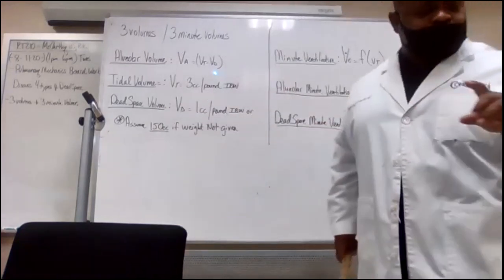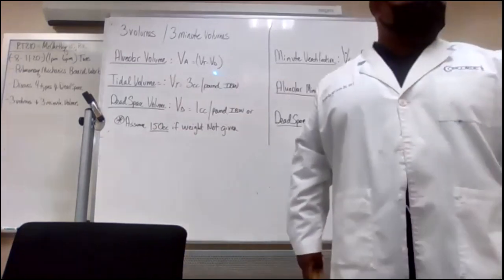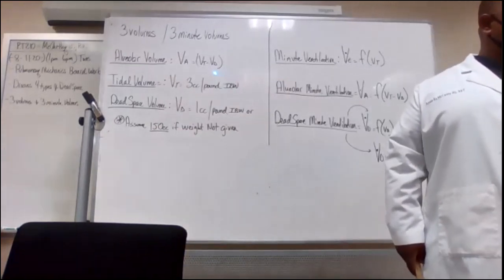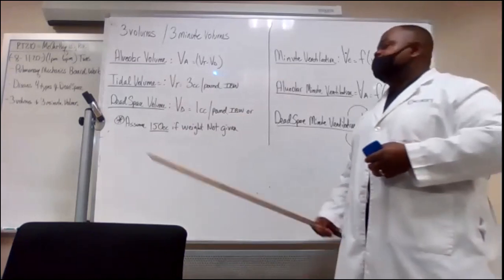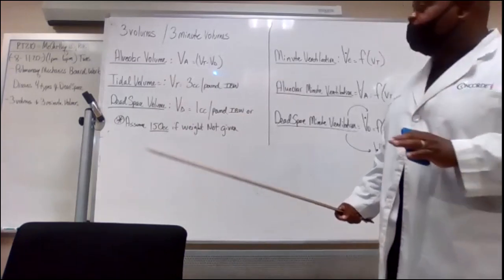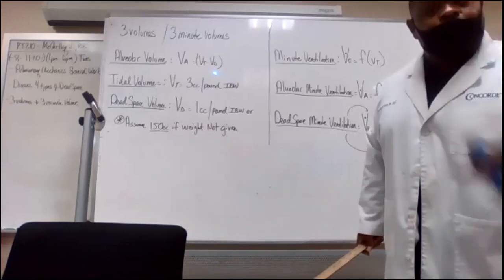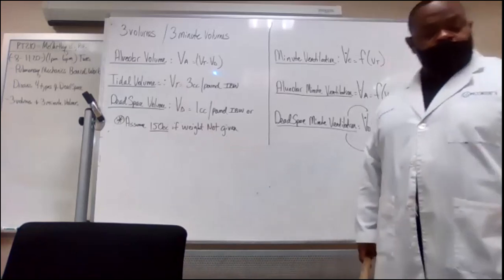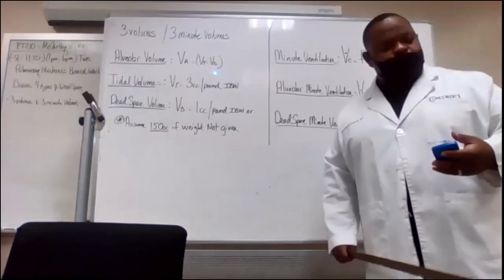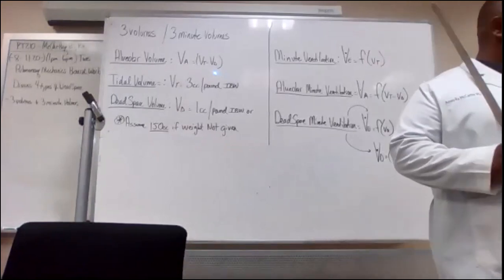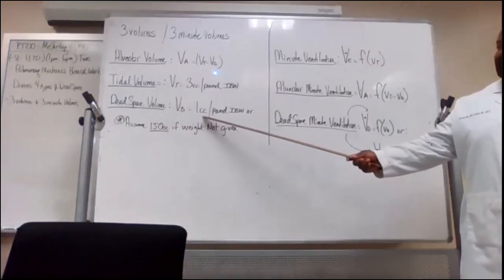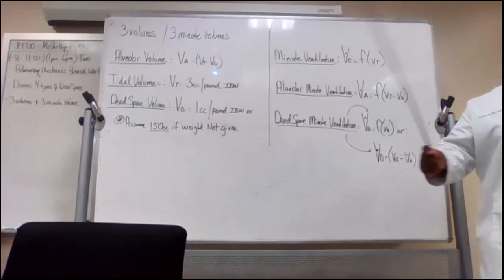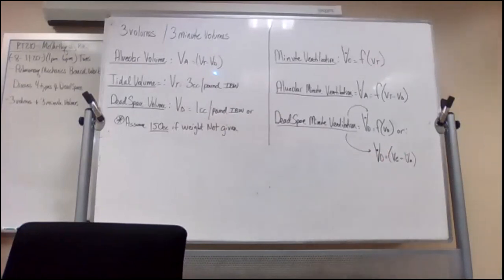Now, what about this one? What if I say Mr. Johnson weighs 120 kilograms? What is his dead space volume? 264. Thank you, 264 cc's. Dead space is 1 cc per pound. I told you he weighs 120 kilograms, so you have to convert kilograms to pounds, and then you know your dead space.